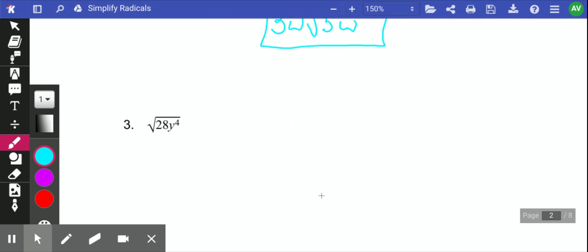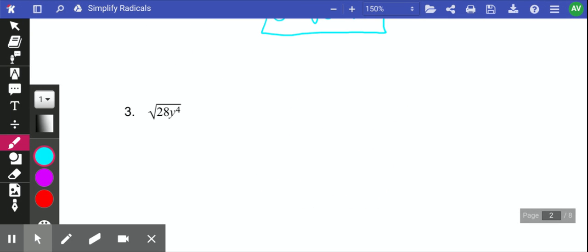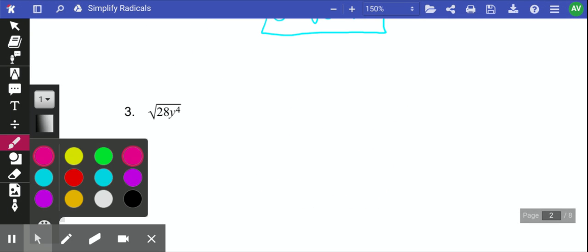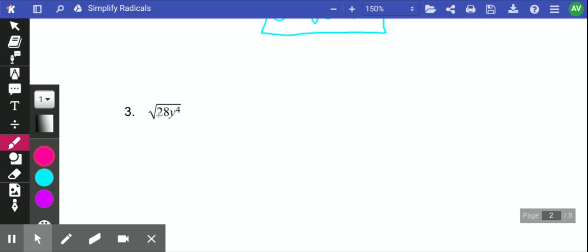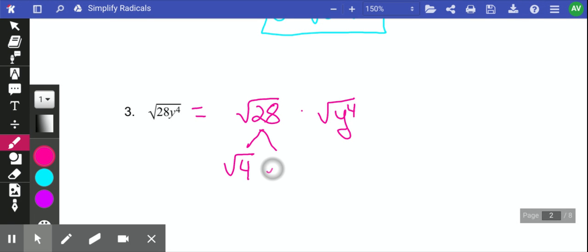Okay? Let's try one more. Okay, now for this one, we simplified 28 earlier today, right? So we should remember that one. So I'm going to separate this first. So square root of 28 times square root of y to the fourth. All right. So square root of 28, remember we broke this up earlier, it was square root of 4 times square root of 7. Square root of 4 is 2, so I have 2 root 7.